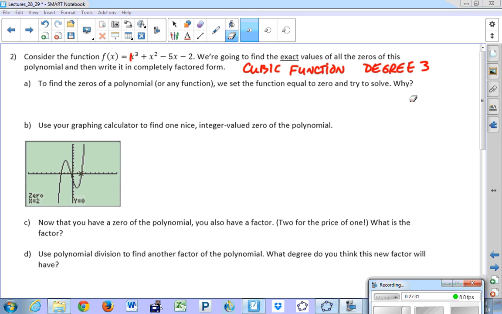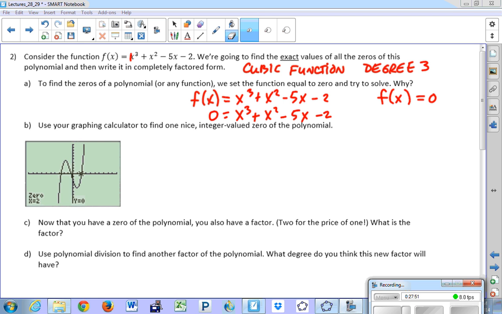To find the zeros of a polynomial for any function, so here's our function. We set the function equal to 0. Our function is f of x. We set that equal to 0. Why do we do that if we're trying to find the zeros? It's kind of a silly question because the answer is kind of given. So why do we set the function equal to 0? The x-intercept, right? When we find the x-intercepts, we find the zeros of our function, and we find the factors of our function. They all come in one tightly closed box here.